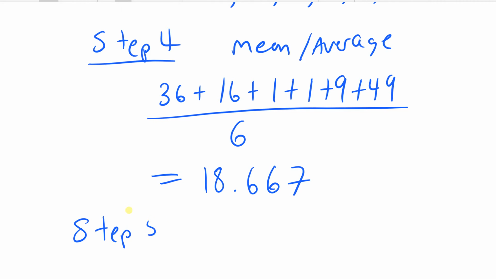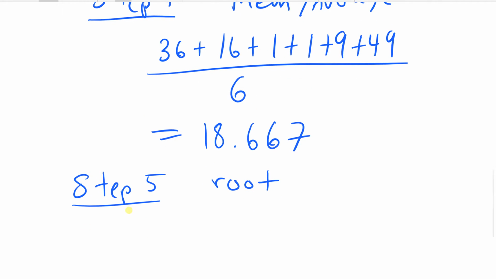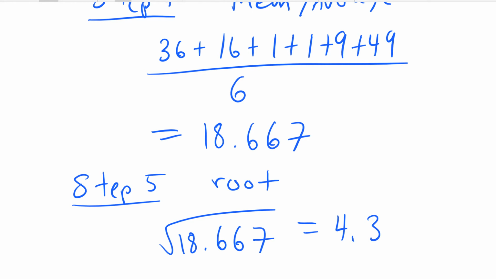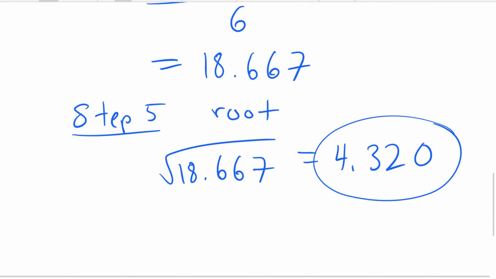Step 5 is to find the root, and I mean the square root of the previous answer. So we take the square root of 18.667, use the calculator here, take the square root, and our answer is 4.320. That is the standard deviation of the list. That's method 1.